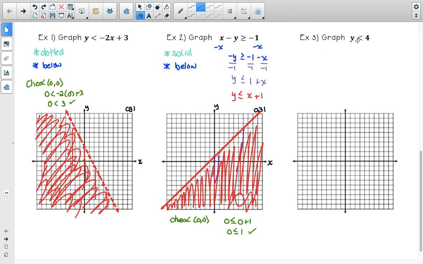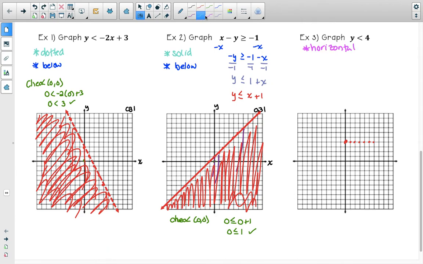Our last example, we want to get y by itself, and in this case it is. This one is only in one variable. It's a y, and if we remember, this is a horizontal line. So we want to go to the y value of 4, and all of the y values of 4 are what we want. So 1, 2, 3, 4, this y value of 4. So any y value of 4 is what we want. So all of these y values of 4 are what we want.